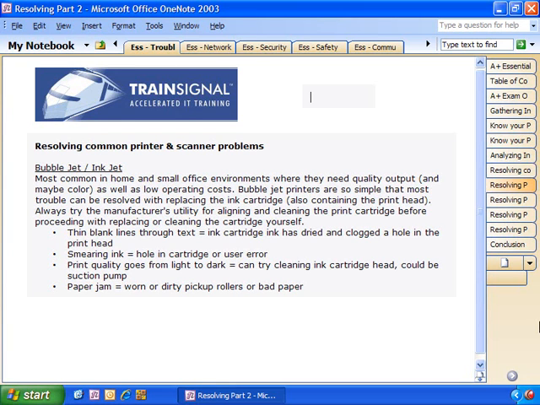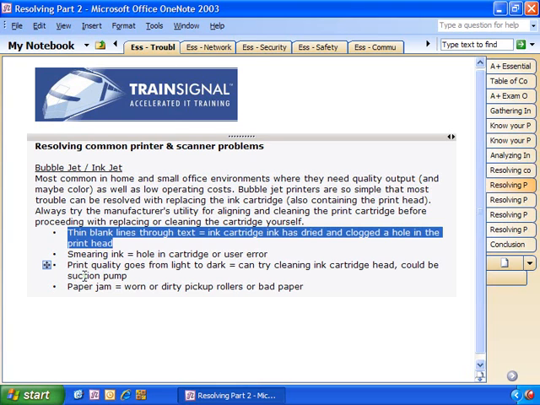Now always try the manufacturer's utility for aligning and cleaning the print cartridge before proceeding with replacing or cleaning the cartridge yourself. So down here I listed some common problems. The first one is thin blank lines through the text. This can be caused by an inkjet cartridge where the ink has dried and a clogged hole has formed on the print head. So you could go through the cleaning process with the utility from the manufacturer, and then you may have to clean the print cartridge yourself.